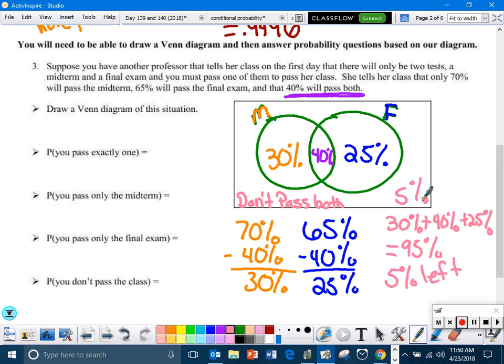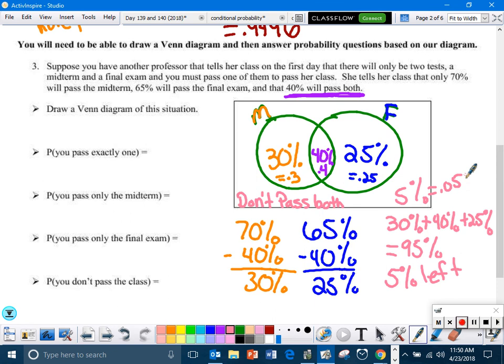Now, if you decided to do this with decimals, the decimal for 30% would be 0.3. The decimal for 40% would be 0.4. The decimal for 25% would be 0.25. And then the decimal for 5% would be 0.05. Again, if you'd rather use the decimals, go ahead. Otherwise, just use the percents on a Venn diagram.